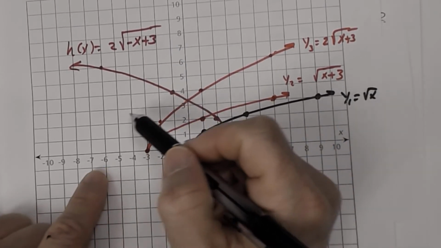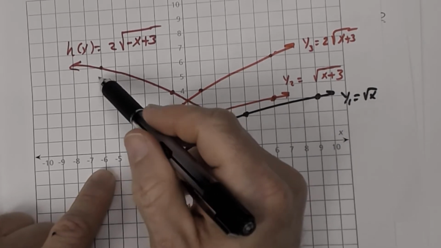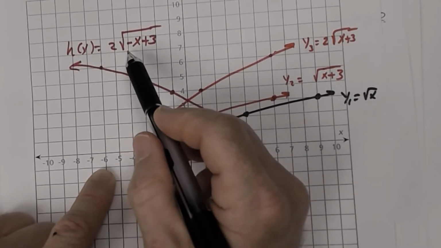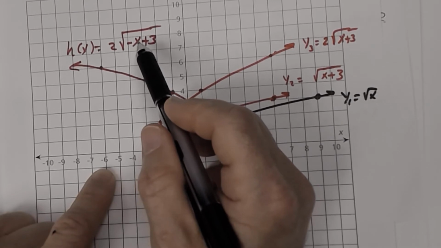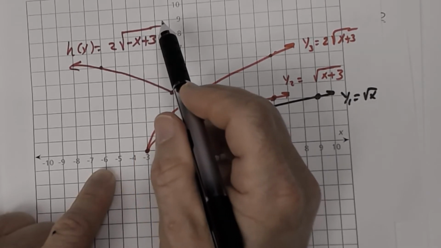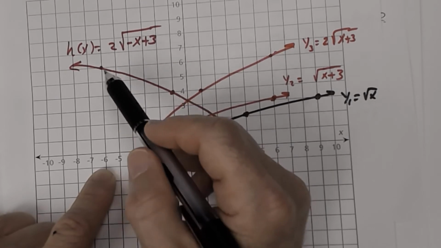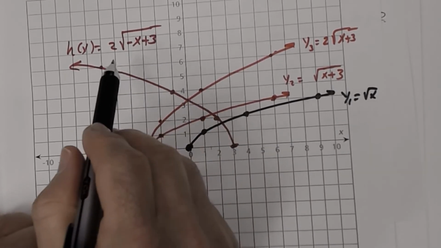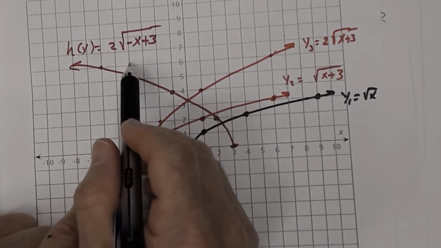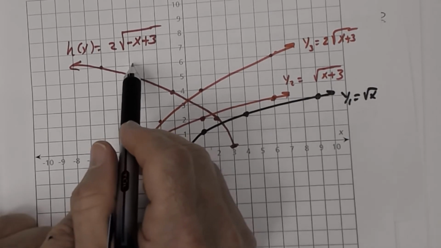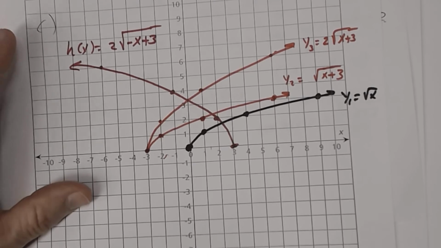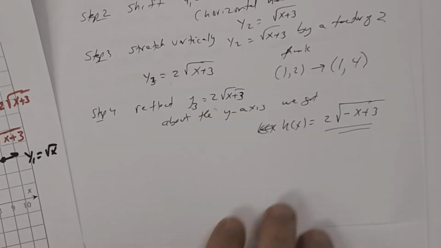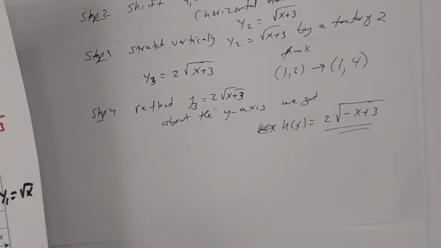Now let's check this one. So if I plug in negative 6, I better get what? 6. What's the opposite of a negative 6? 6. What's 6 plus 3? 9. What's the square root of 9? 3. What's 3 times 2? 6. So this and this matches up. And you're done. That is C. So see, it's not that bad. It's actually easy to deal with. Okay. Now let's look at D.